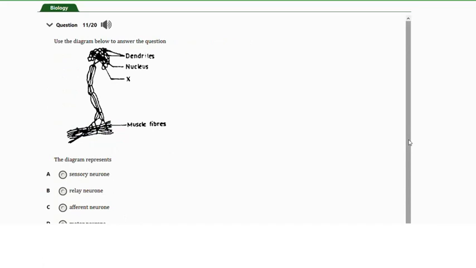The next question is question number 11. It says, use the diagram below to answer the questions. So here's the diagram. The question says, the diagram represents A. Sensory neurons, B. Relay neuron, C. Afferent neuron, D. Motor neuron. So guys, the answer to this question is actually motor neuron, and that's option D.